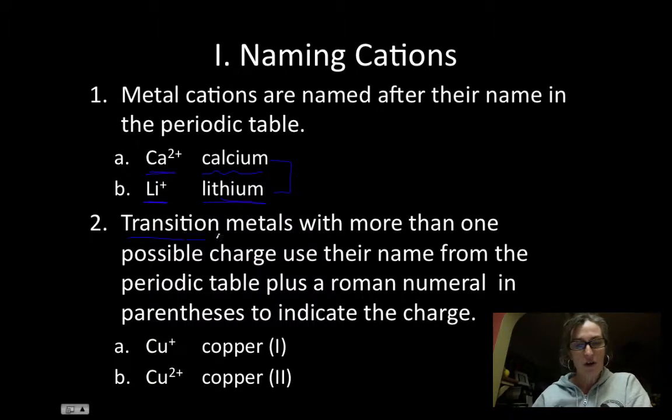Transition metals are different because some of them have more than one possible charge. And so we are going to use the name from the periodic table plus a Roman numeral that will show the charge. So for example, copper has either a +1 charge or a +2 charge. The way that we can tell the difference between copper with a 1 charge and copper with a 2 charge is by using a Roman numeral in parentheses after the name. So Cu+ will be called copper(I), and Cu2+ will be called copper(II).